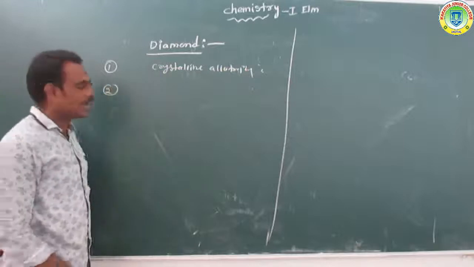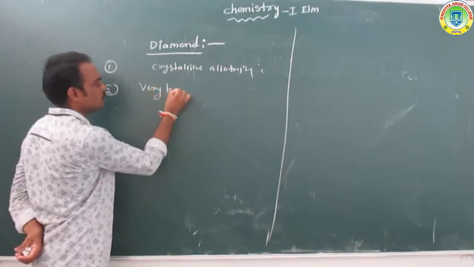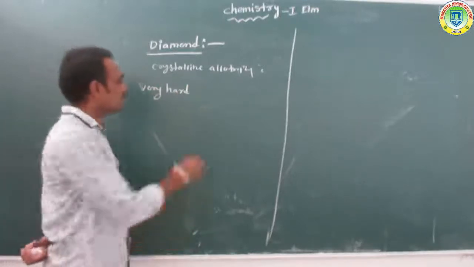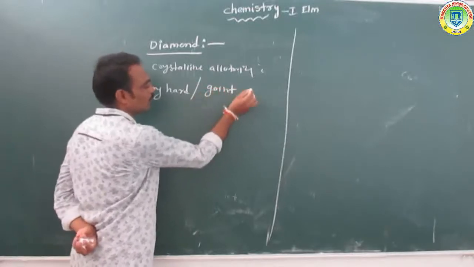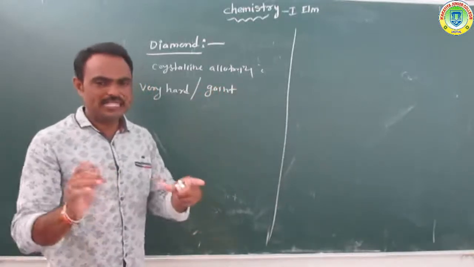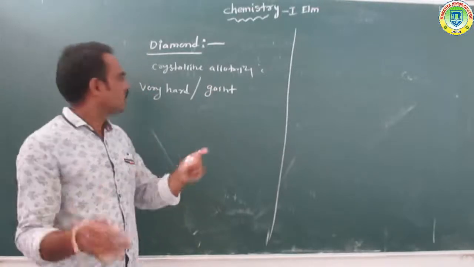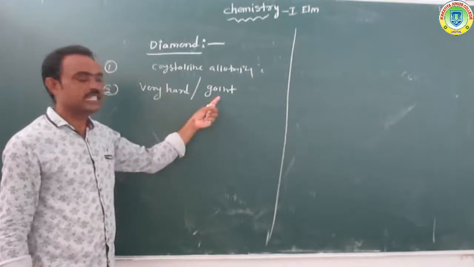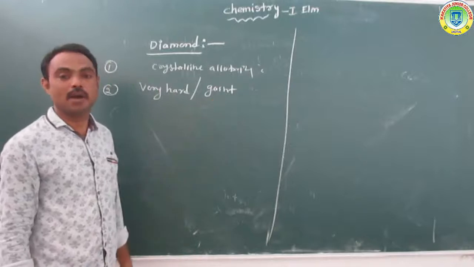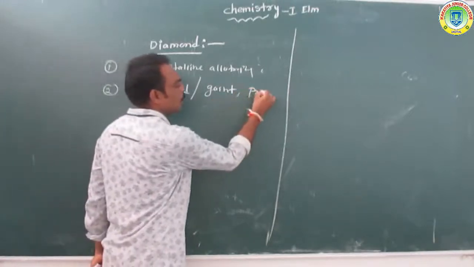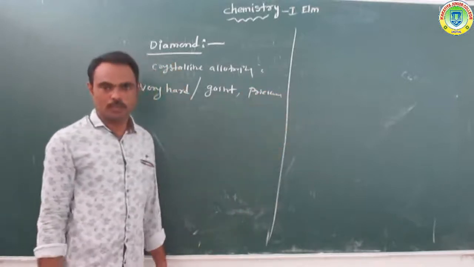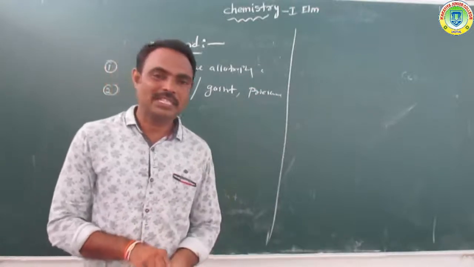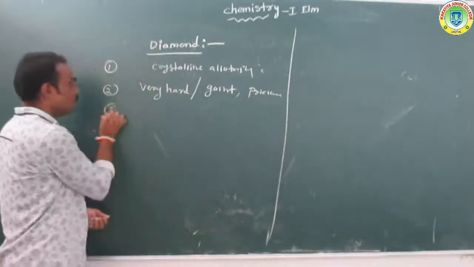Overall, diamond is a very hard substance. Okay, very hard substance. So it is also called a giant molecule. Giant means just like very large. So overall diamond is a very hard substance, and at the same time it is a giant molecule. Already we know that it is a precious stone, a very costly stone. So what is the next point?